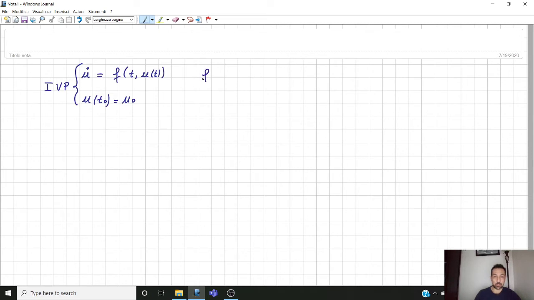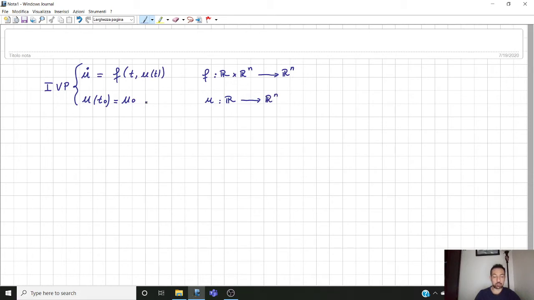Now we are going to consider a function f that takes values in R cross R^n, because t is a real variable and u of t takes values in R^n, and it gives us values in R^n. We want this function to be Lipschitz in a suitable domain, and then u is going to be a continuously differentiable function. So f we want to be continuous, and u continuously differentiable, taking values in R and giving output in R^n.